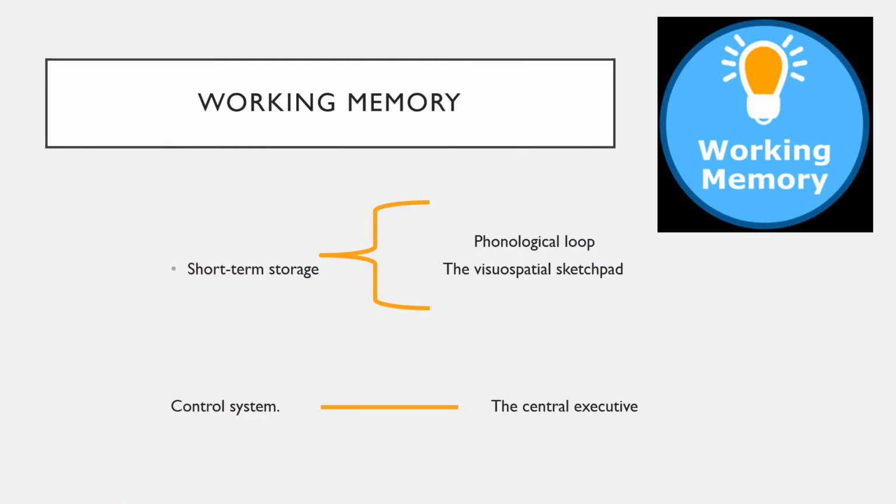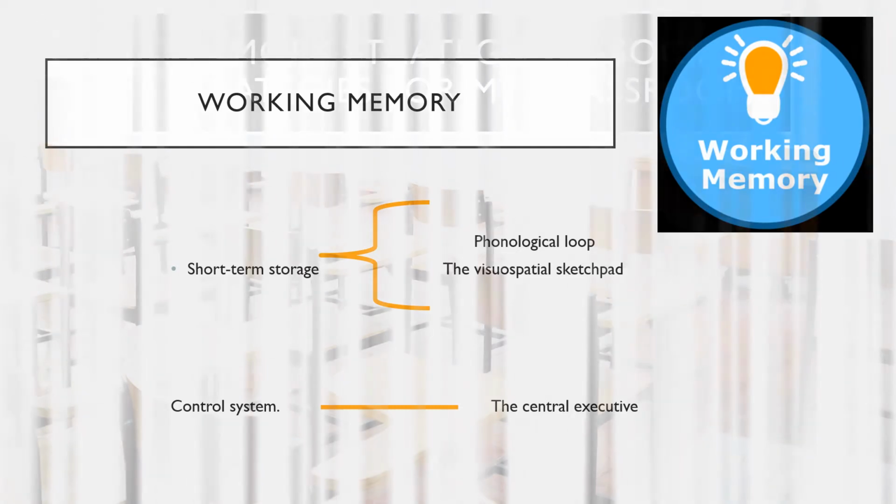According to Alan Baddeley, working memory is defined as a system of temporary storage and control of information necessary for a wide range of complex cognitive activities. I believe we can relate the memory steps with the working memory. Sensory and short-term fall into short-term stores and long-term falls into the control system.